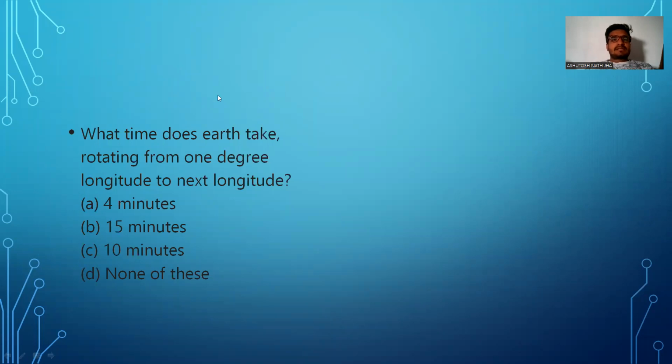So yes, what time does Earth take rotating from 1 degree longitude to the next longitude? Yes, students, now you can answer in a poll, or you can tick the correct option. What do you think? Yes, very good, 4 minutes. It takes 4 minutes for Earth to rotate from 1 degree longitude to the next longitude. Okay, students, very good.